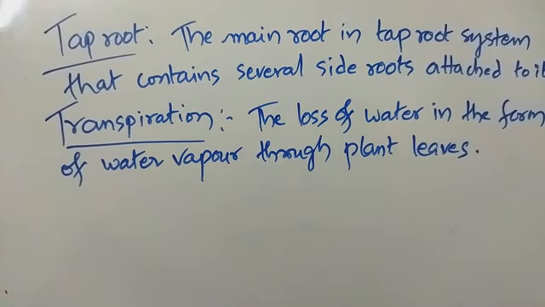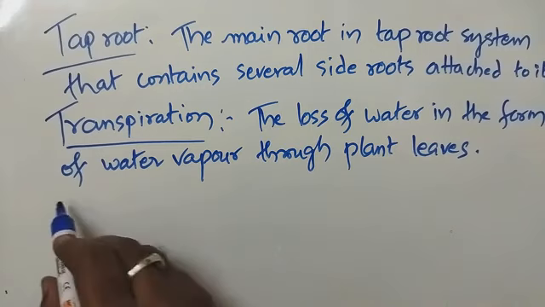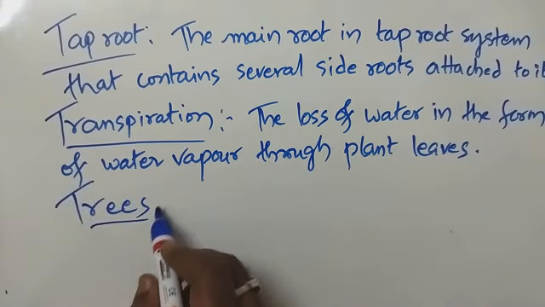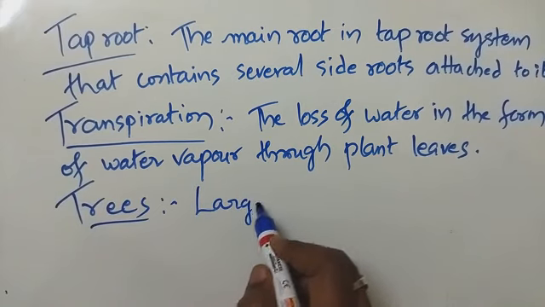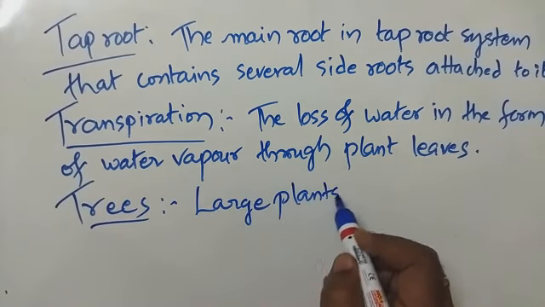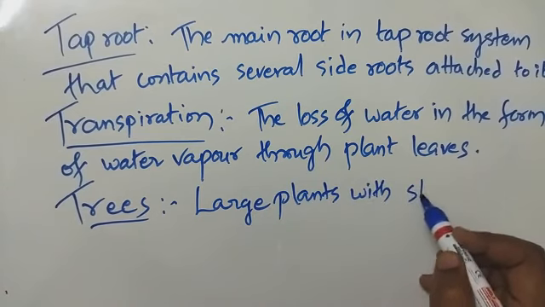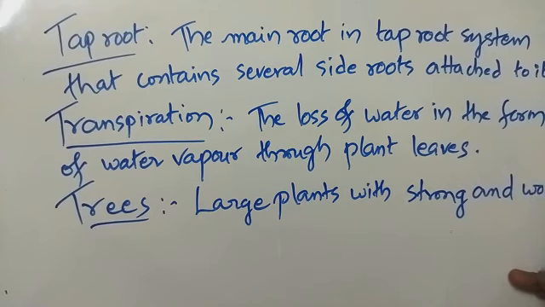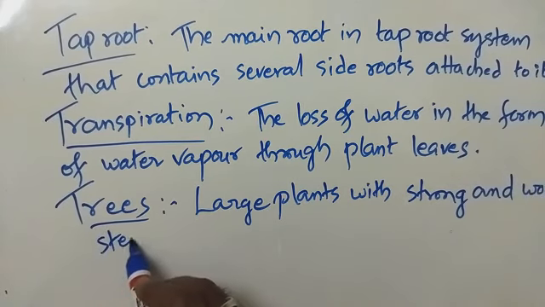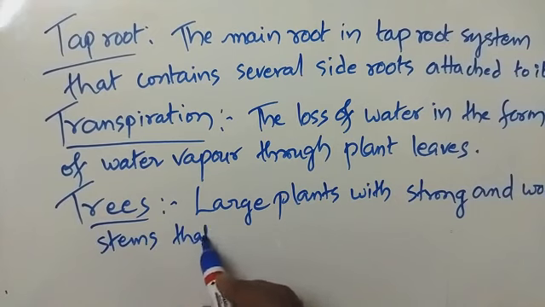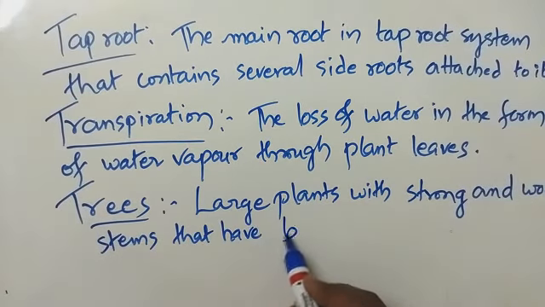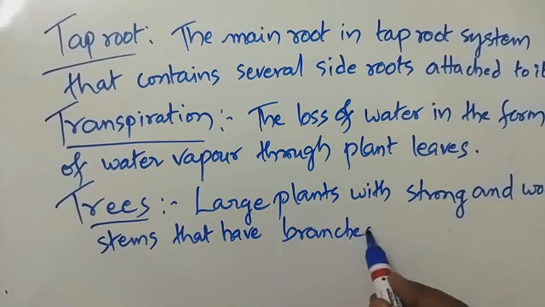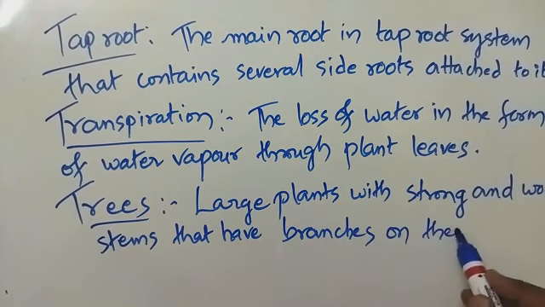Trees. The large plants with strong and woody stems that generally have branches on the top. Trees are large plants with strong and woody stems that have branches on their top.